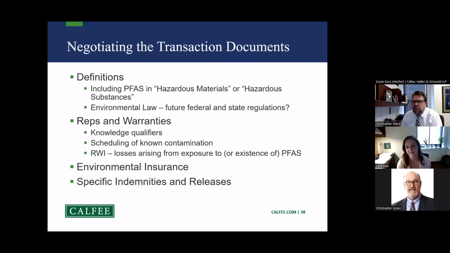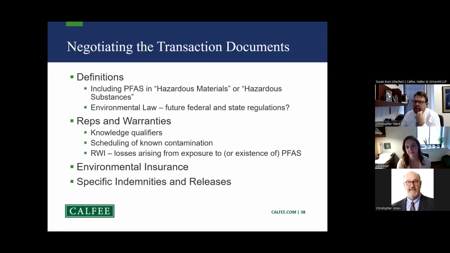Next, I want to get to negotiating the transaction documents. Key parts for your attention: the definition section and, in the purchase agreement, reps and warranties, specific indemnities and releases, and then, outside of the documents themselves, when insurance comes into play. Consider the definitions of which PFAS compounds are included. Are they going to be defined as hazardous materials or hazardous substances? The definition of environmental law, pay close attention as to whether future federal or state regulations are included therein.